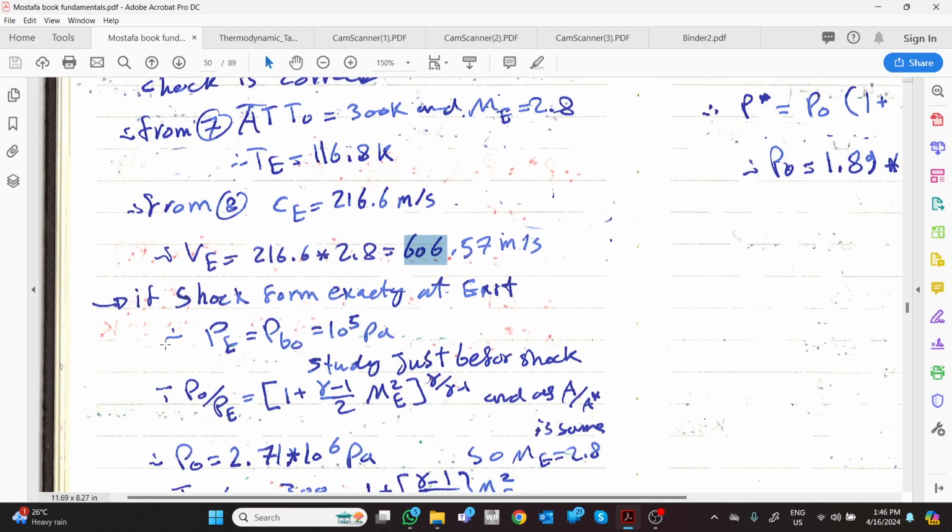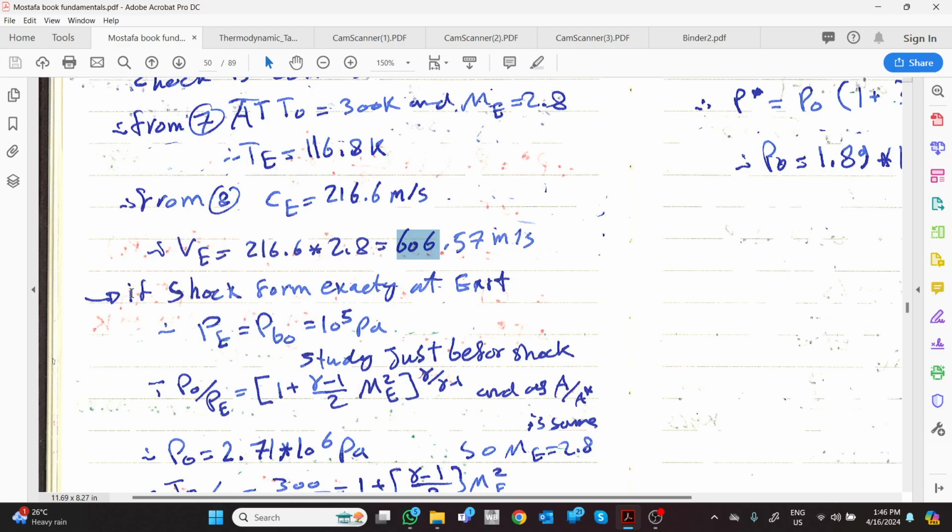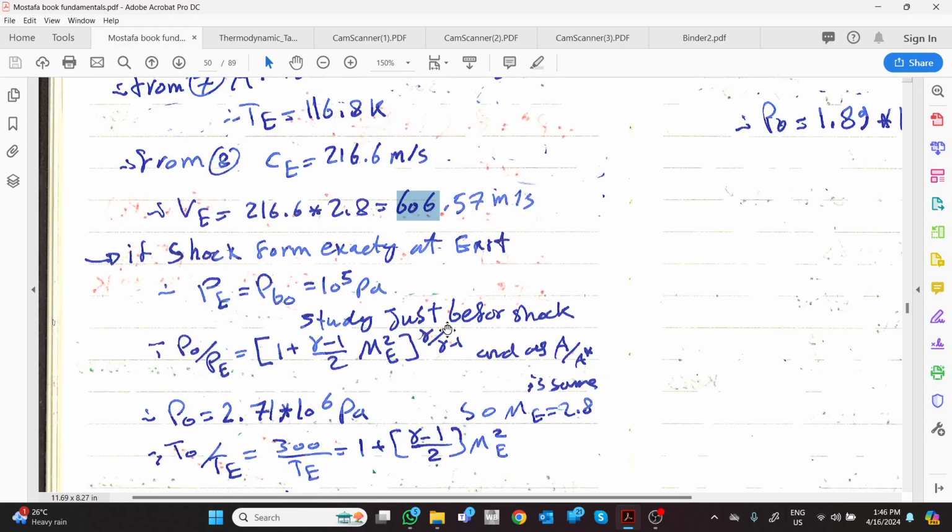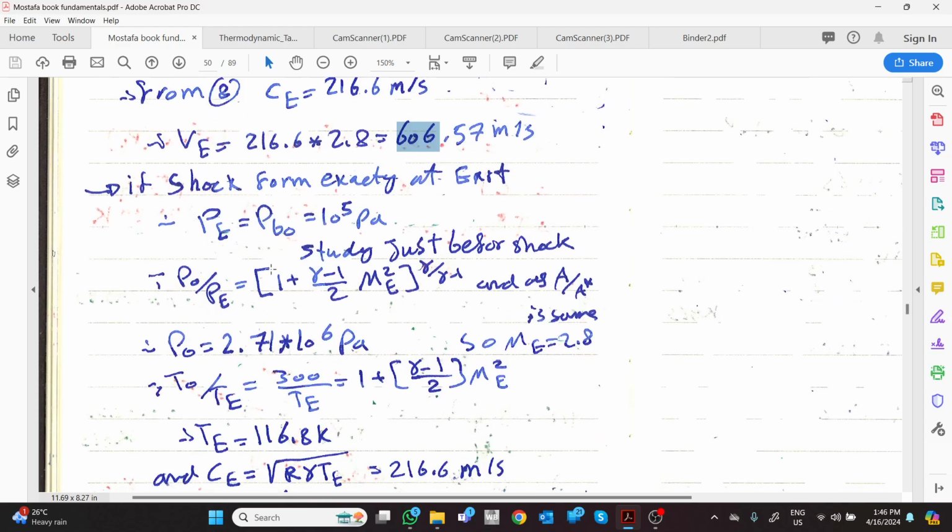So the last question is, if a normal shock happens at the exit itself, which means P exit should be equal to the stagnation pressure at the outside. What is the stagnation pressure? If I know P exit, because the question is what the reservoir pressure will be, the stagnation pressure equals P exit, which equals the back pressure, which I know. It's this one.